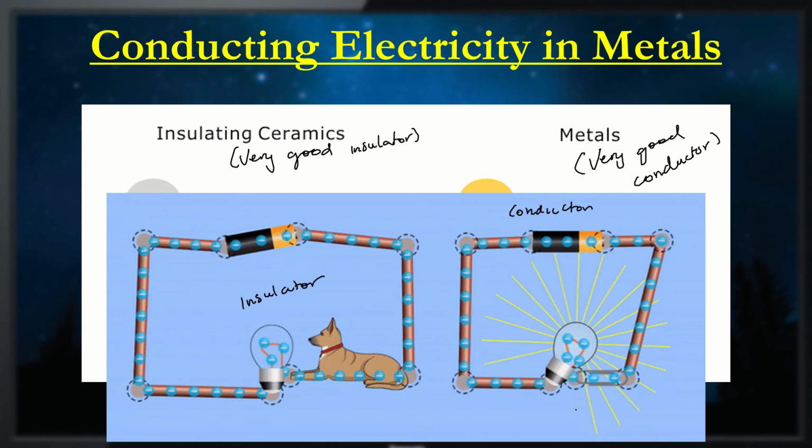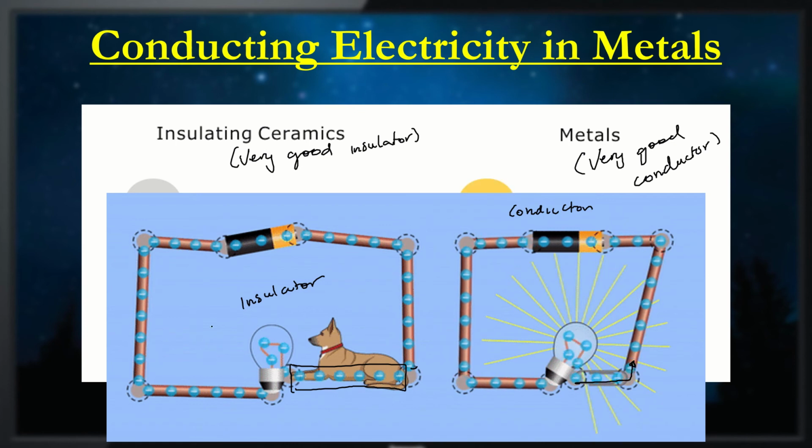You can see what the conductor is actually doing. It's facilitating the motion of these charged particles to go through. Because it's a conductor, it facilitates that. The dog, on the other hand, is a really good insulator, so it doesn't facilitate. Although the dog itself has electrons, it doesn't really facilitate the movement of electrons through it.